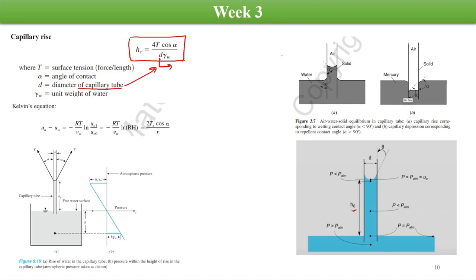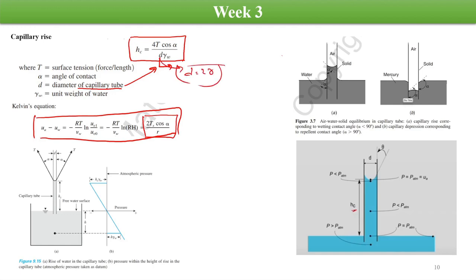And Kelvin's equation dictates that the suction value, that is um minus uw, will be equal to 2T cos alpha upon small r. So if we put d equal to 2r, then we can reach here. And by bringing gamma w to this side, we'll be reaching the pore water pressure value, not only the height. So this can be equated to minus RT upon nu w, where nu w is the dynamic viscosity, ln uv1 upon uv naught.